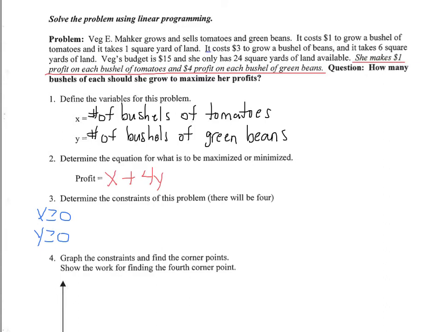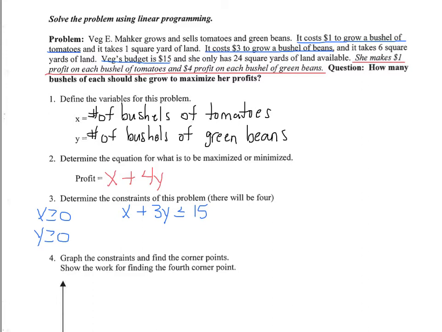It costs $3 to grow a bushel of green beans. It costs $1 to grow a bushel of tomatoes. I did that a little bit backwards, but that's okay. Veg's budget is $15. So those 3 things that deal with money need to go together. And it's going to be 1x plus 3y has to be less than or equal to 15.